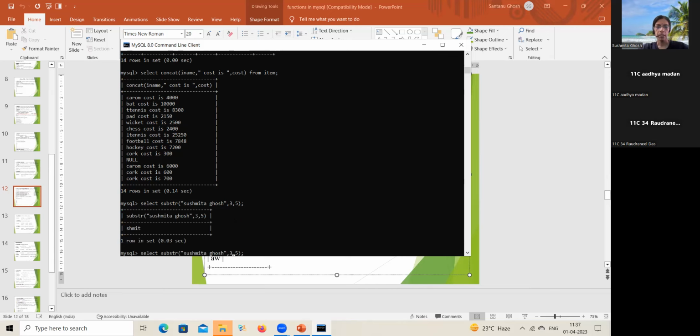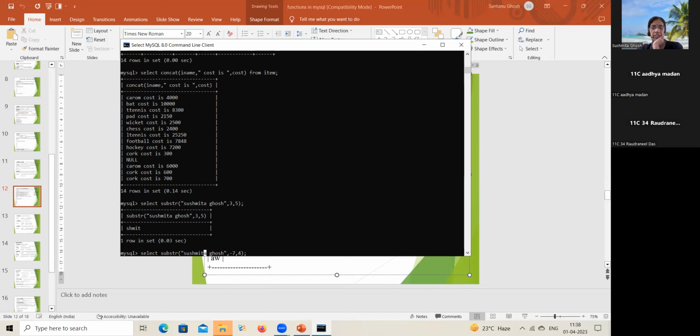Same thing. Now I'm saying -7, 4 characters. -7, 1. So right side, because it's minus. 2, 3, 4, 5. Space is also a character. 6, 7. Okay.